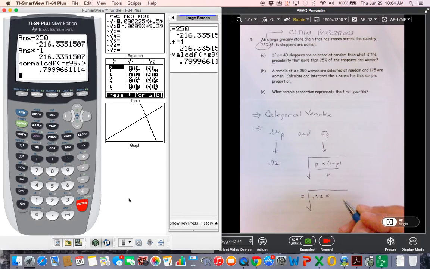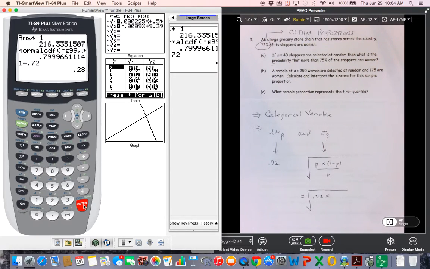0.72 times, now 1 minus 0.72, I can see that that's 0.28. But let's say that some of you can't. That's not a big deal. Just use your calculator and type in 1 minus 0.72, and then just put that number right there. And then you divide out by the sample size, which we can see in this case is 40. So that's going to be the standard error.